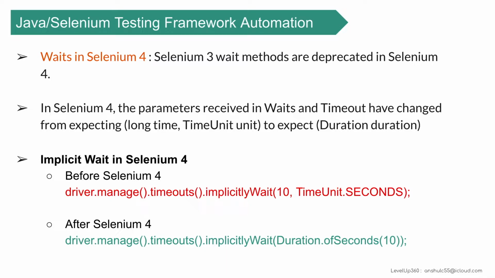Earlier you provided the long time and the time unit. Here you provide the duration, and with the duration you provide the parameter you need to wait for: seconds, days, hours, and the time frame of that duration. So this is the only change between Selenium 3 and Selenium 4.